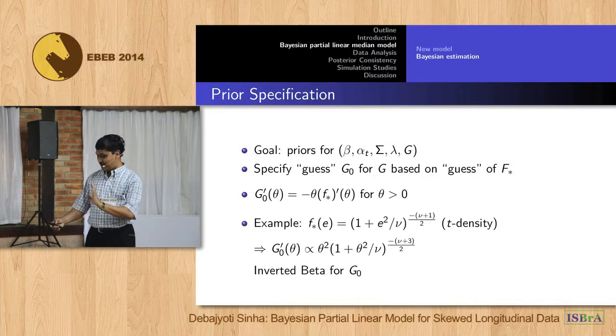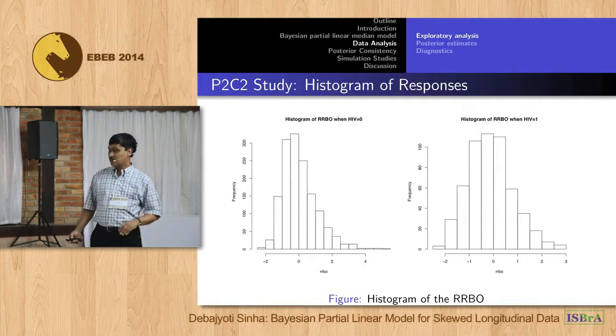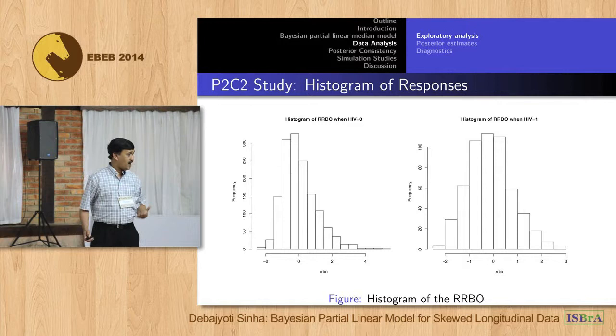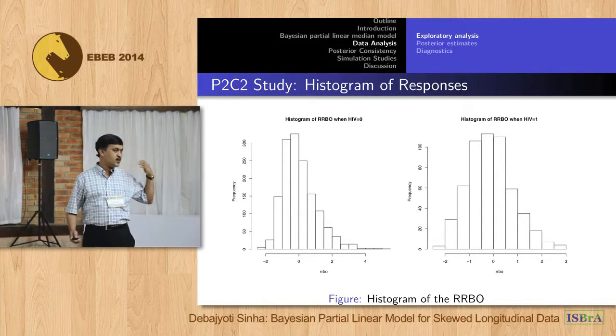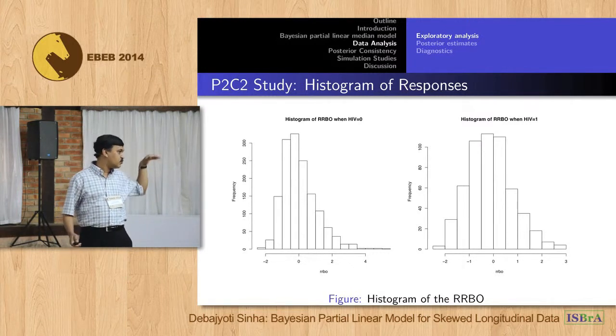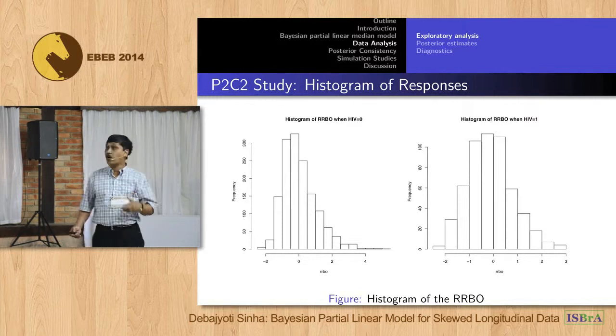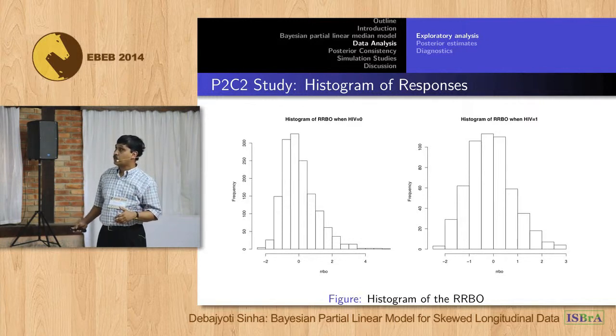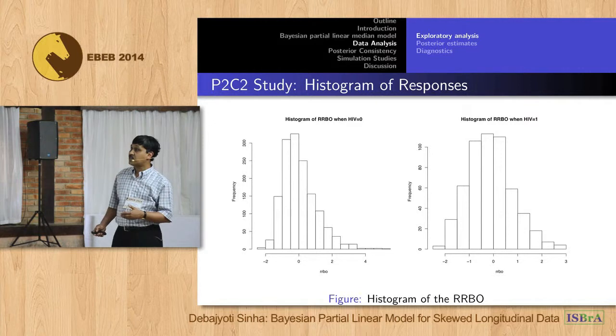So let's look at the data set to show how. This is the histogram for RBO of HID group 0, but this is not exactly the responses over time. We have taken an improved estimator of the effect of time and subtracted that out for HID group 0 and HID group 1, and this is how it looks. Can you see that? It's very skewed. Not only that, you can see the variance is pretty different for both groups.